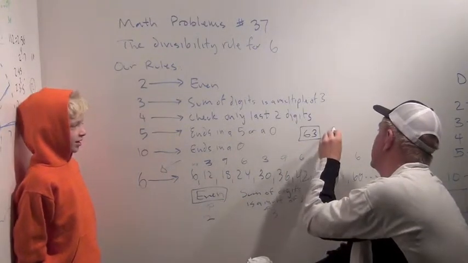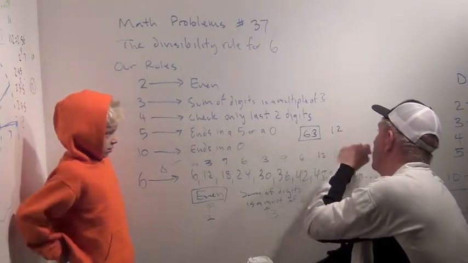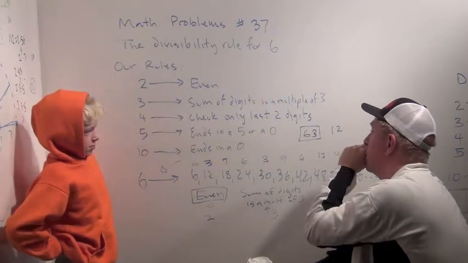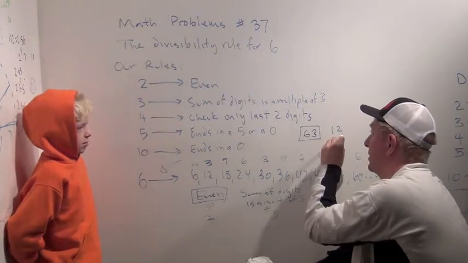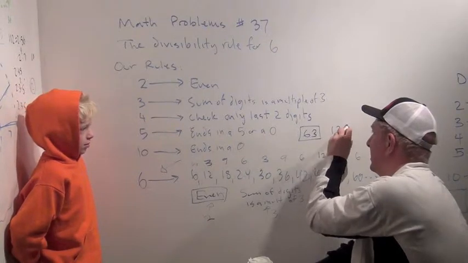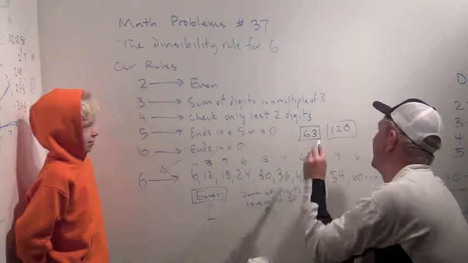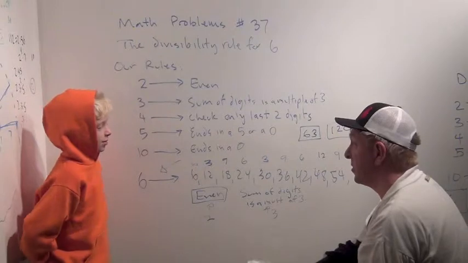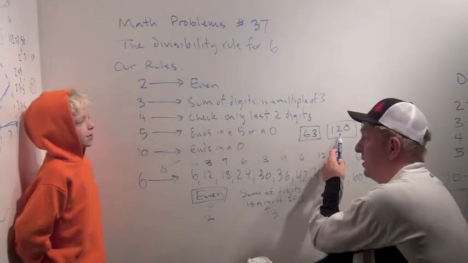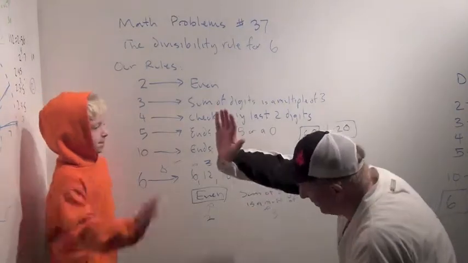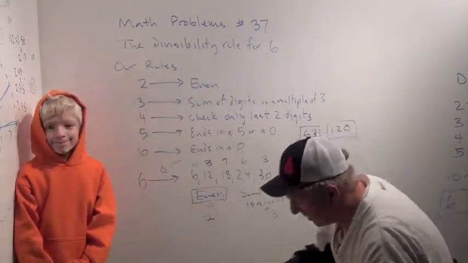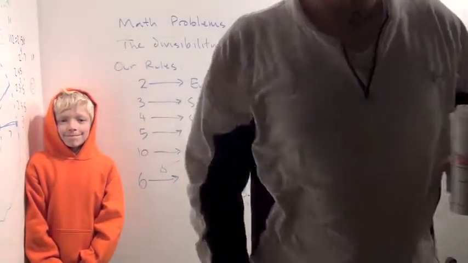But we can also check that 120 is a multiple of 6. Sorry, I had to think for a second. The sum of the digits is 3, and it's even. Alright, there we go. Good job, sweet pie. There's your multiple of 6 rule.